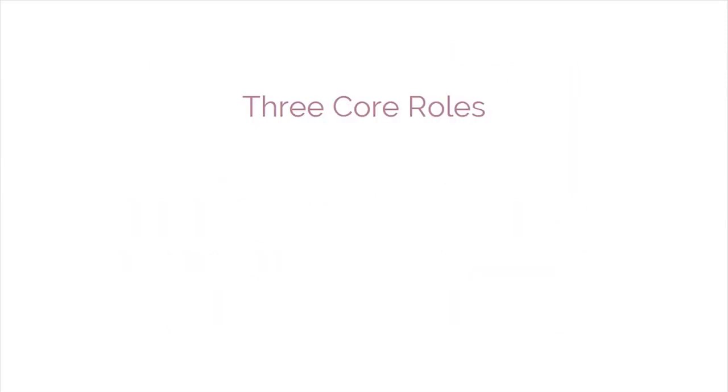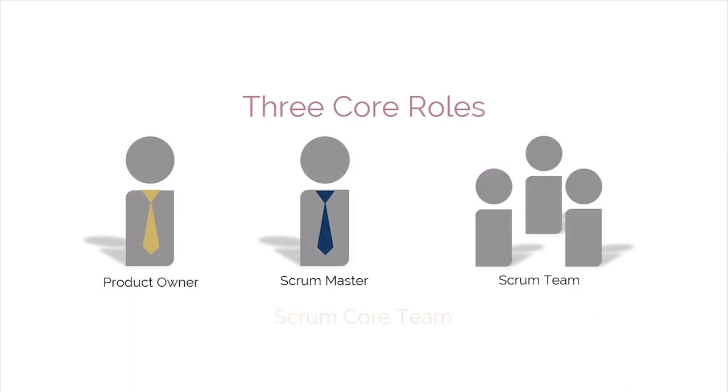In this video, I'll go over the 3 core roles in detail. You'll remember that those 3 roles are the Product Owner, the Scrum Master, and the Scrum Team. So let's get started and break down each of these roles so that you understand what they're all about.